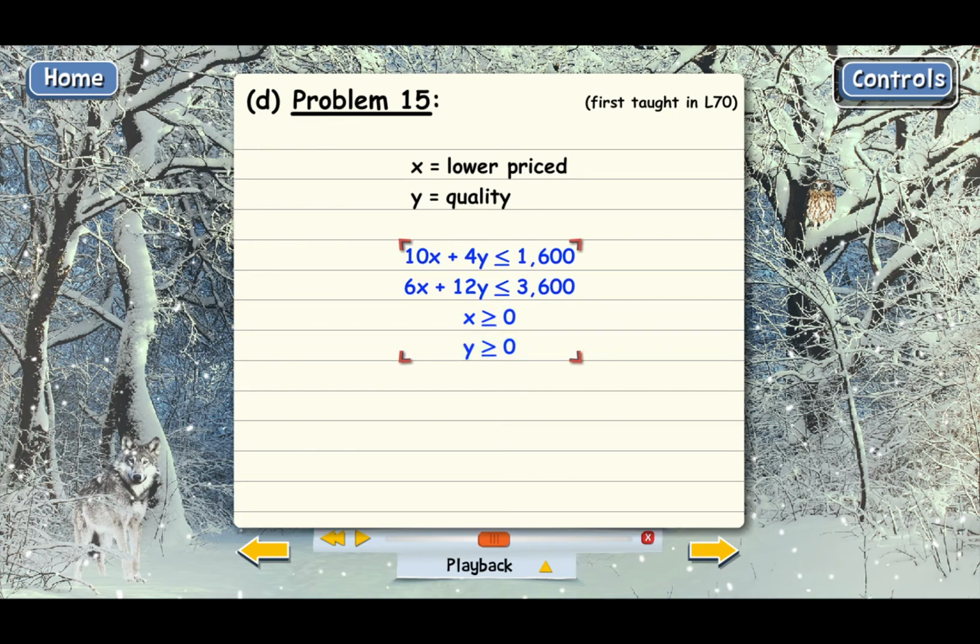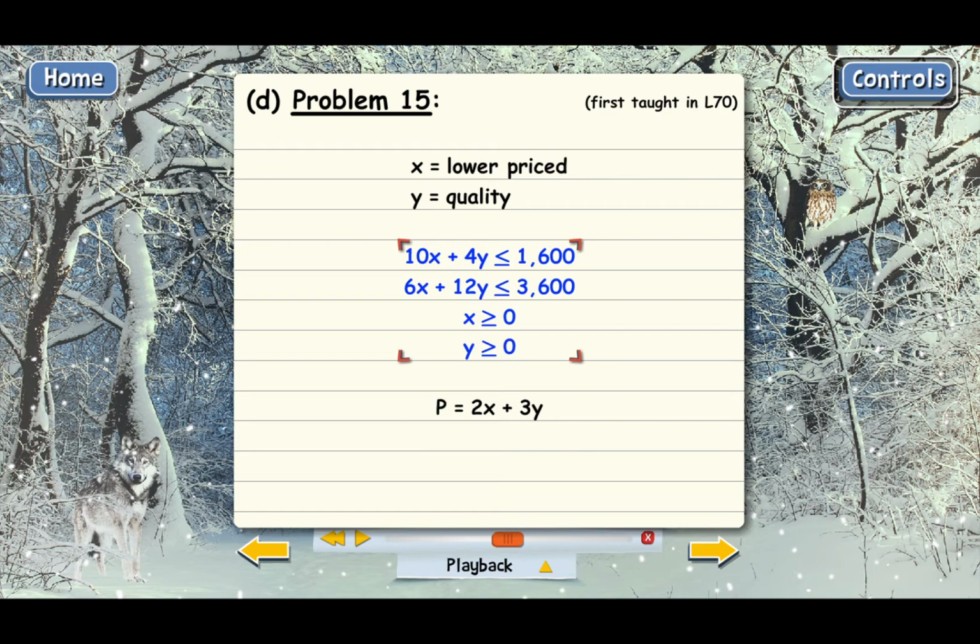Now that we have a system of inequalities, we have one more equation we need to write, and that's the equation for profit. We know that if the lower-priced version sells for $2 and the quality version sells for $3, then the total profit for this company is going to be 2 times x plus 3 times y.